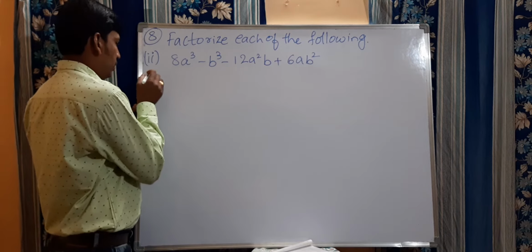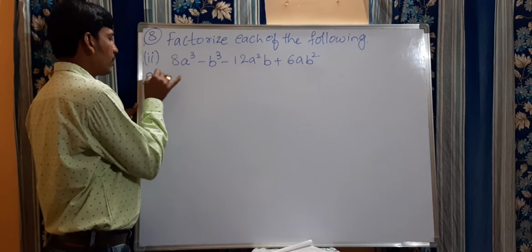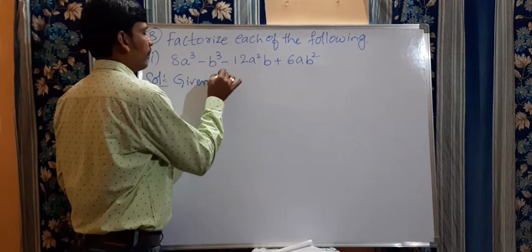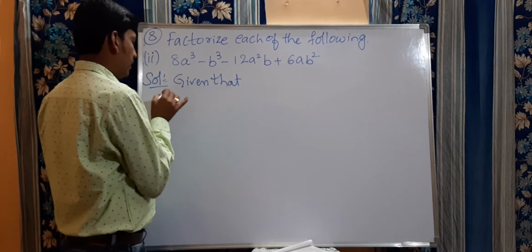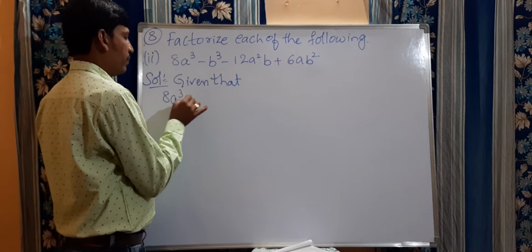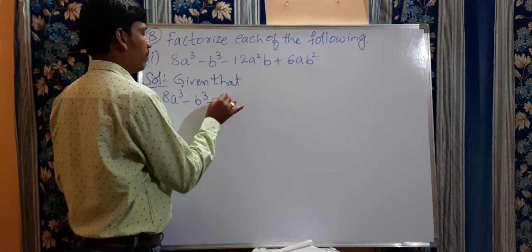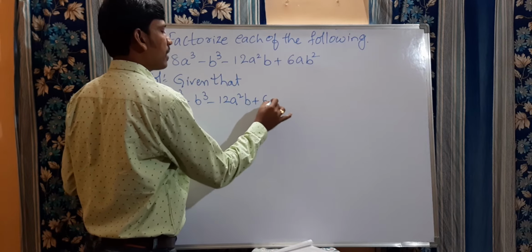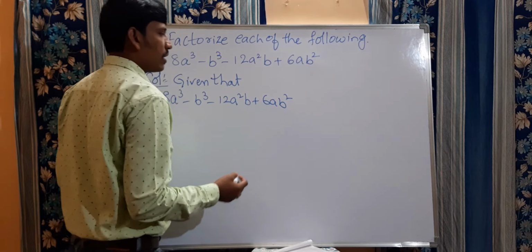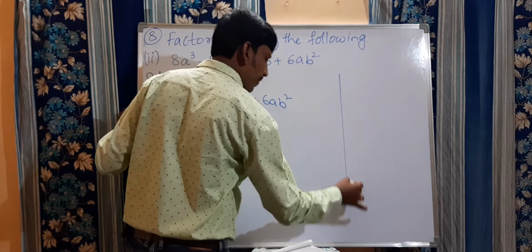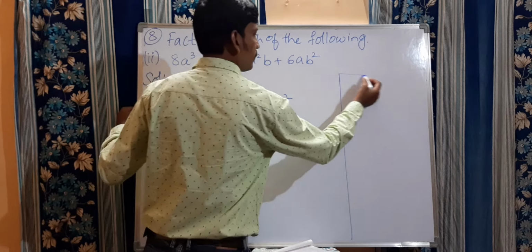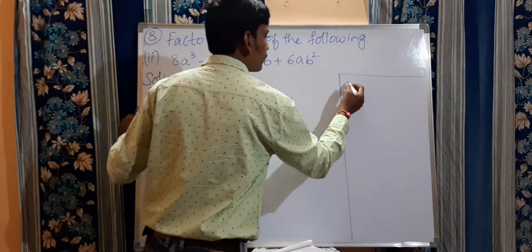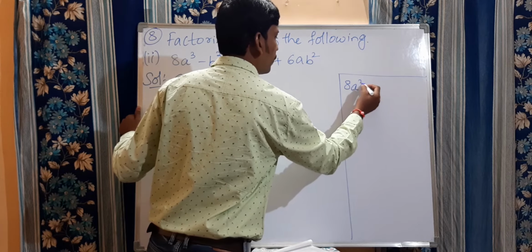Right. So now, given 8a cube minus b cube minus 12a square b plus 6ab square. See this here. I am going to simplify each and every term in the rough column, and you will get the solution, simple. Now first is 8a cube. So what is 8a cube?